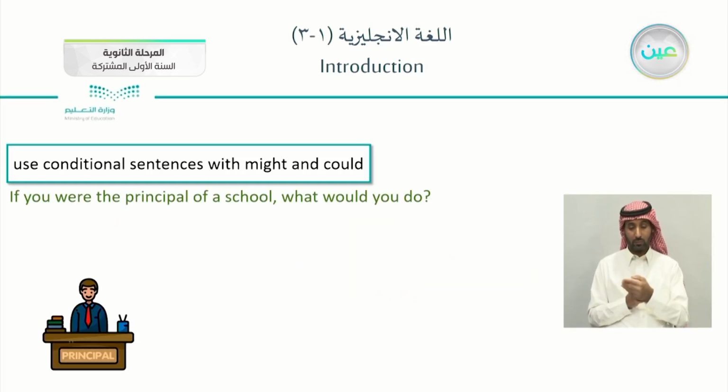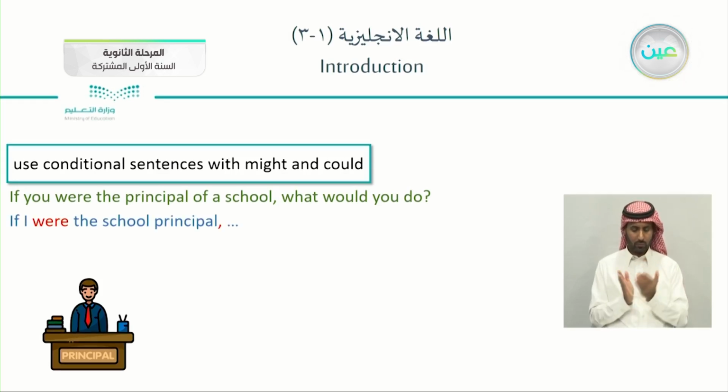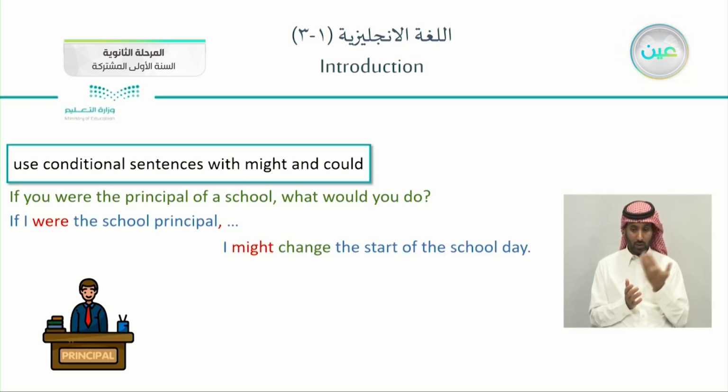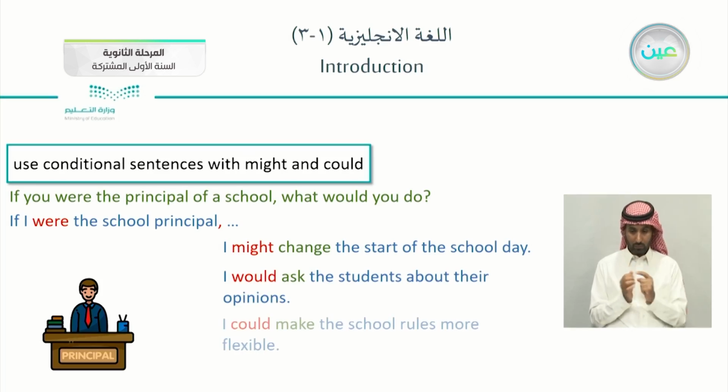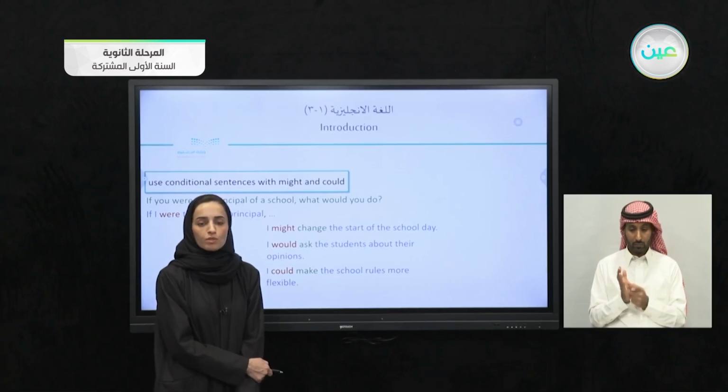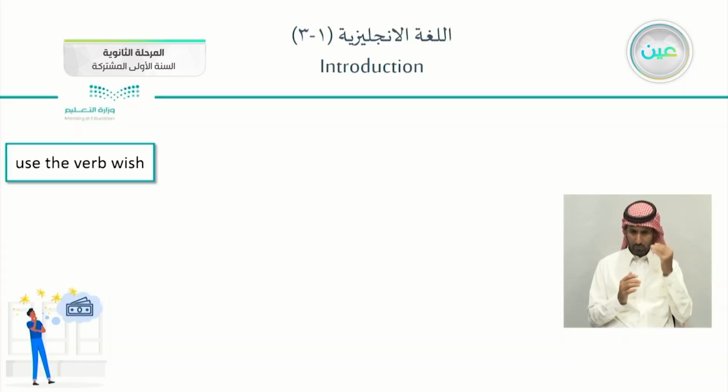How about here? If you were the school principal, what would you do? Things you would do. If I were the school principal, I might change the start of the school day. I would ask the students for their opinions. I could make the school rules more flexible. So you can choose any one of them as long as it is right.